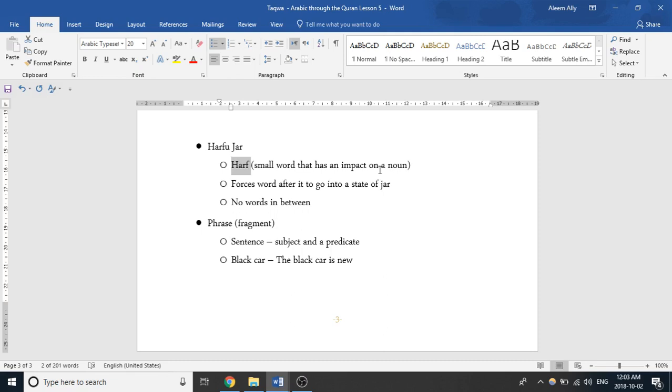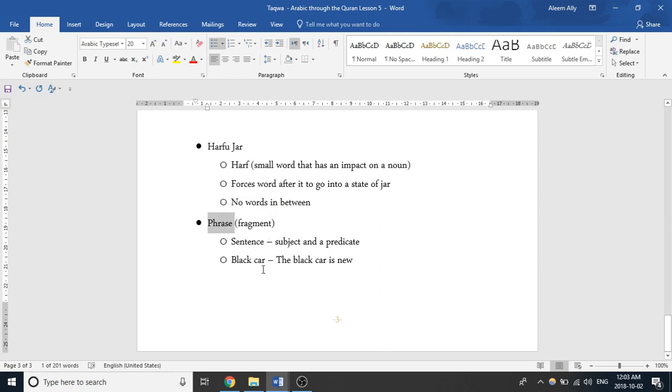So if you have fi or ala and a word coming after is a noun, then it's going to force it to take a kasra, which is a sign that it's in a state of jar. And one last thing to keep in mind is that there are no words that can come in between them. Nothing. They're inseparable now. So that was the last lesson. Before we delve into the second case in which a word can go into jar, I just want to take a look at the word phrase.